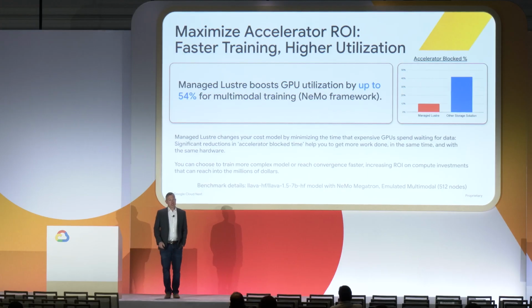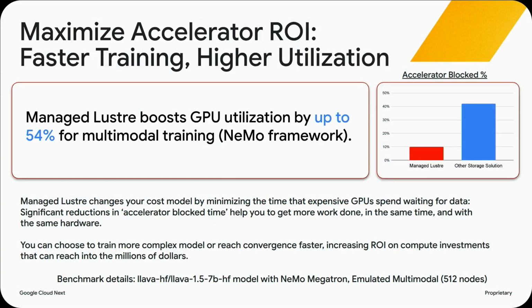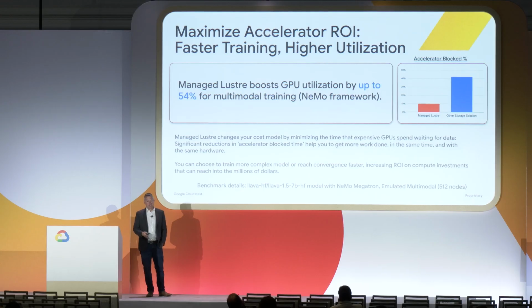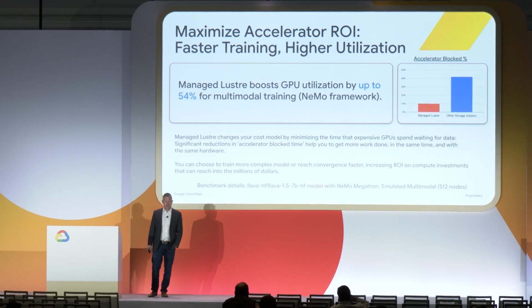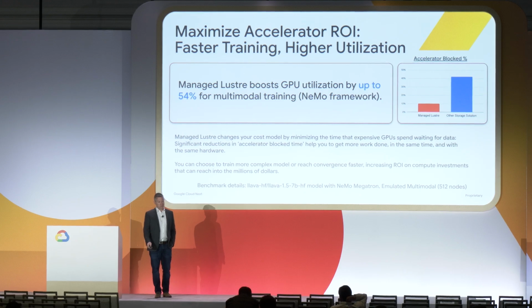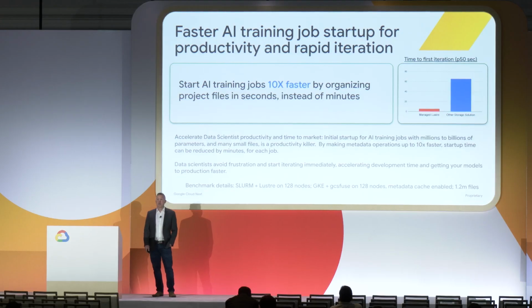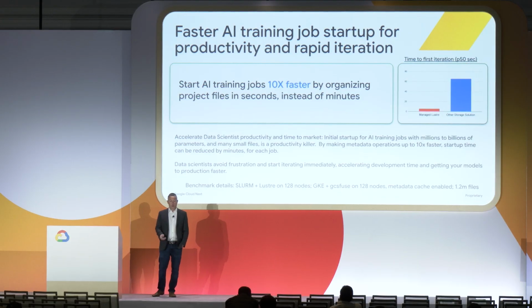We actually have measured the amount of GPU utilization with Managed Lustre compared to other storage offerings and found that it boosts that utilization by up to 54%. So this is additional utilization that your accelerators would ordinarily not have and wasted money if it was not being applied. This means cost savings with more fully utilized GPUs, not waiting for data. We also see this in terms of AI training jobs being 10 times faster, changing from an order of minutes to an order of seconds with Managed Lustre.